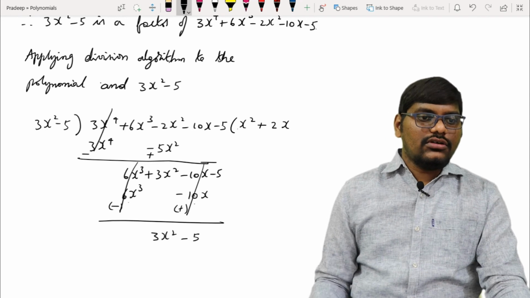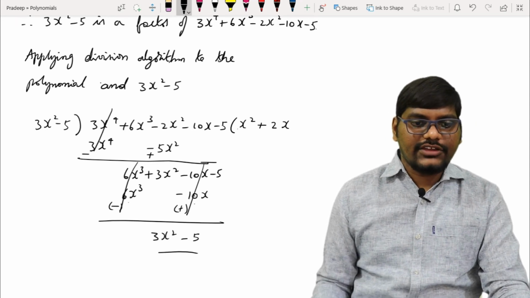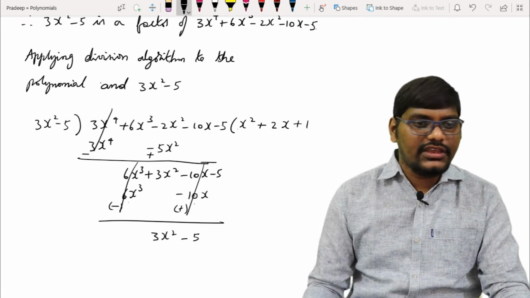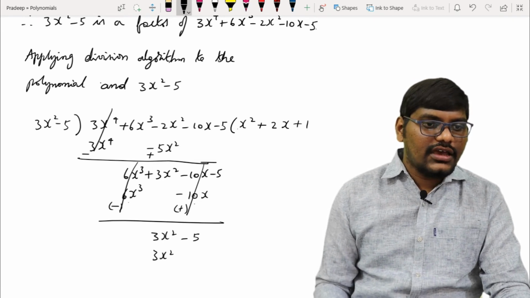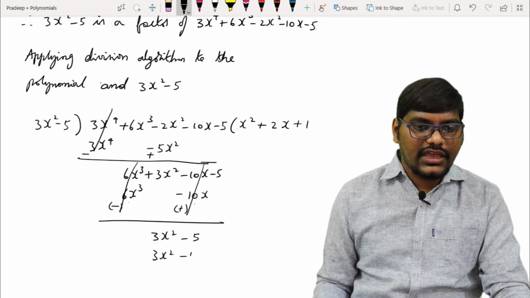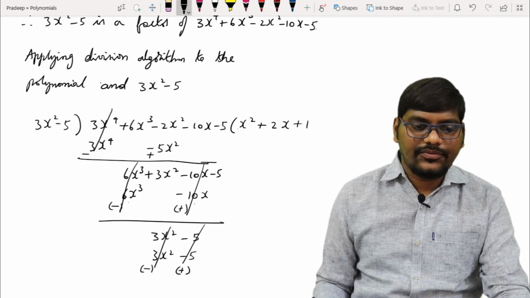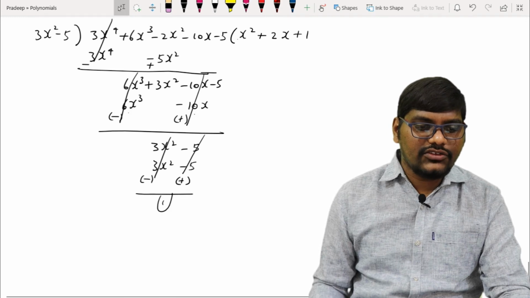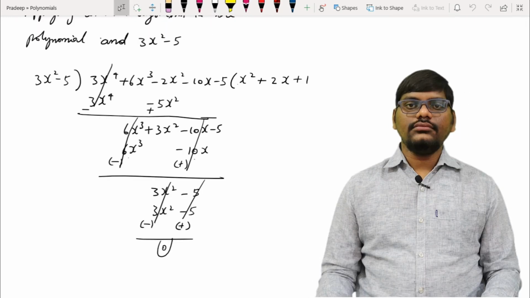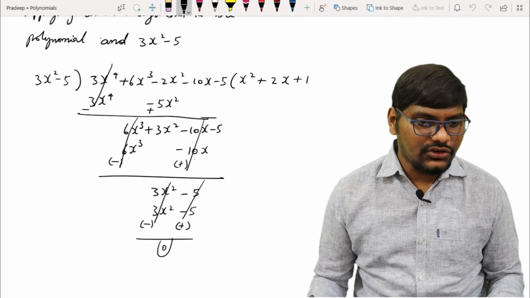Okay, so this 3x square minus 5, here also 3x square minus 5, so we can take 1 here. So 3x square minus 5 into 1 is 3x square, and this is minus 5 into 1 is minus 5. We'll change the sign, here as minus, here as plus. These both getting cancelled. Okay, so everything got cancelled. What is the remainder here? That is equal to 0. So here we got the remainder as 0.